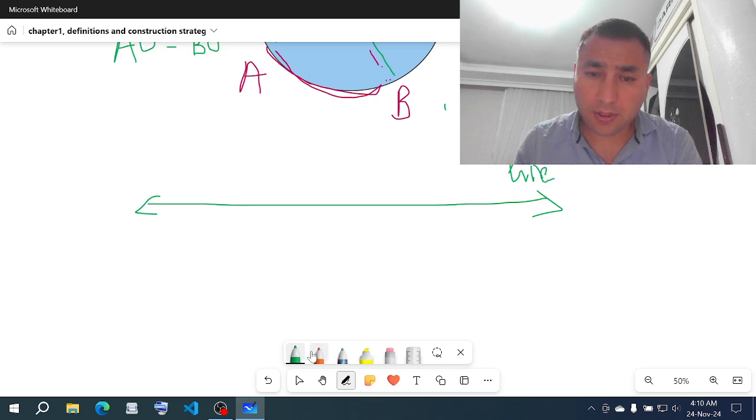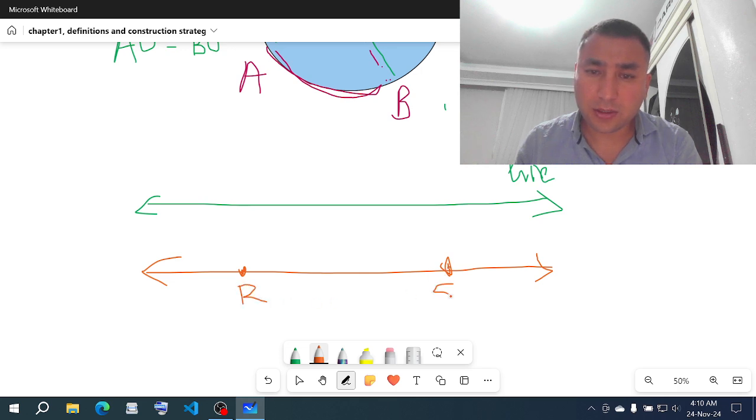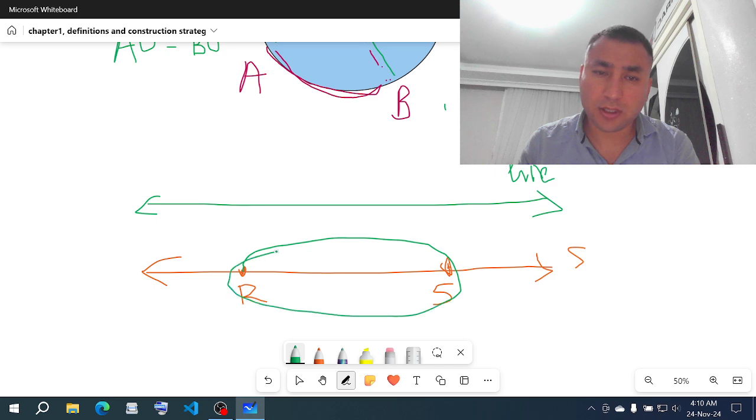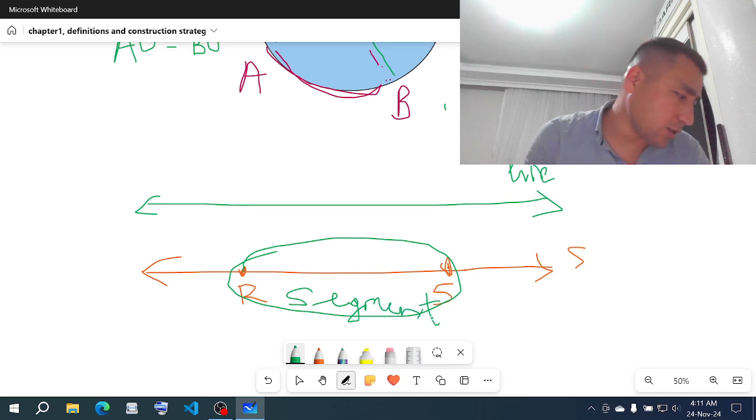And we have a segment. A segment is like this. It's also similar to a line, but it has ending points like this. R, S. Okay, that's the segment. This exact part is called the segment. RS segment. Oops, sorry for my bad writing.